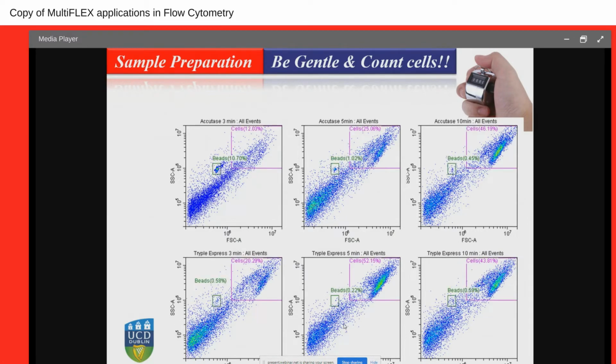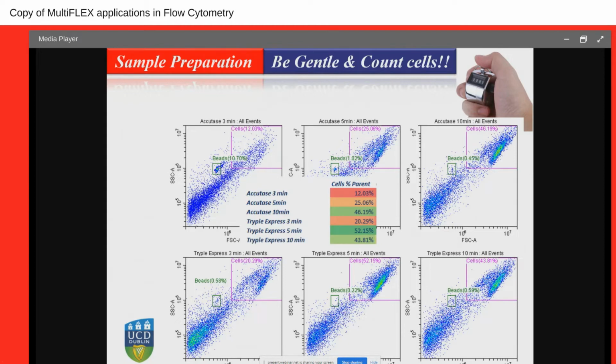We need to look at the numbers. We need to look at percentage: 12%, 25%, 46. Clearly this one has more: 20, 52, 43. So it looks like this one has a higher percentage. So we compare those ones, and it looks like triple express has more percentage-wise, but that doesn't mean that we'll have more cells. Percentage could be slightly different.